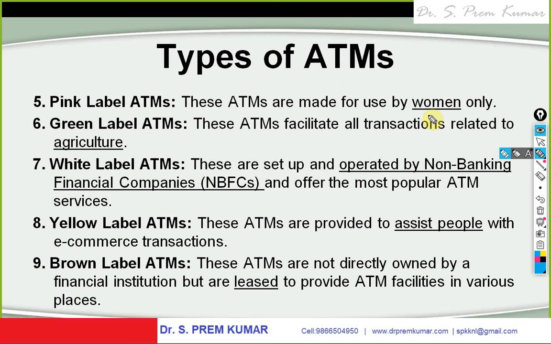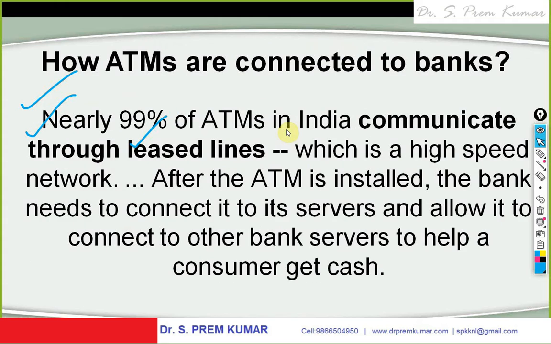Similarly, you are having green labeled ATM machines. The green labeled ATM machines facilitate the transactions for agriculture. Pink labeled is for women and green labeled is for agriculture. So, we had a discussion on different types of ATM machines. You discussed the white labeled, yellow labeled, brown labeled, pink labeled, green labeled ATM machines. These are the different ATM machines available.